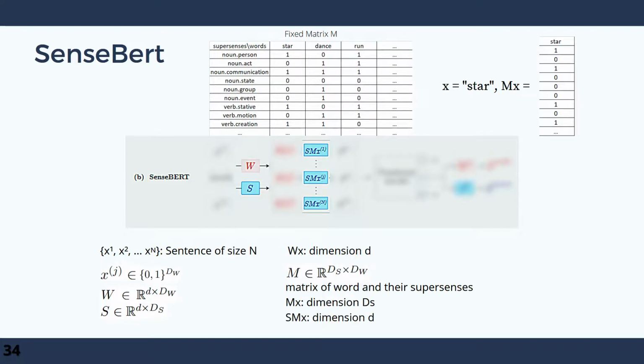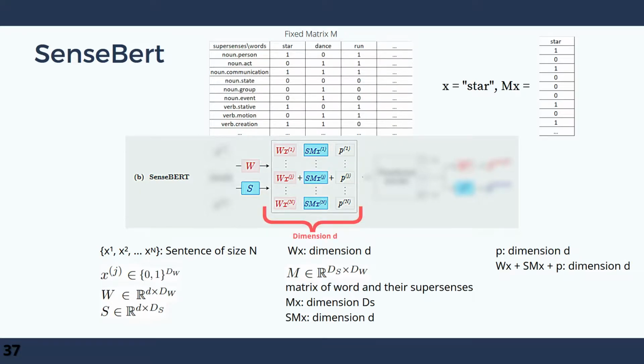As S's dimension is d times ds, the dimension of SMx is just d. P is the positional encoding vector. It already exists in BERT. It is useful to understand the position of the word in the model. It is of dimension d. And this is pretty cool, because the sum of vectors of dimension d is a vector of dimension d. And this is perfect, because now we have n vectors of dimension d that will go as the input for the encoder.